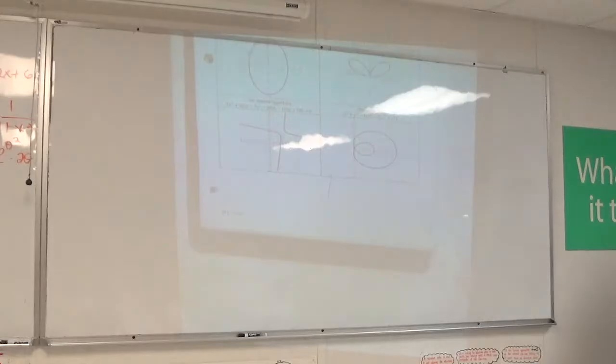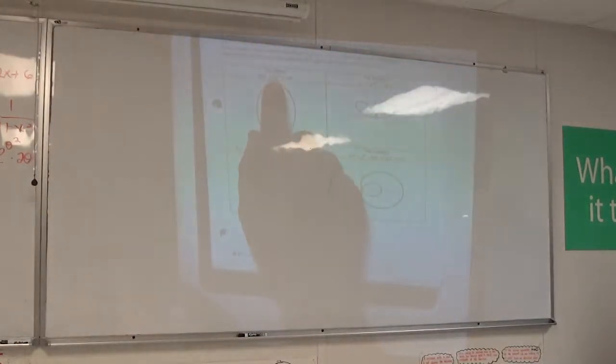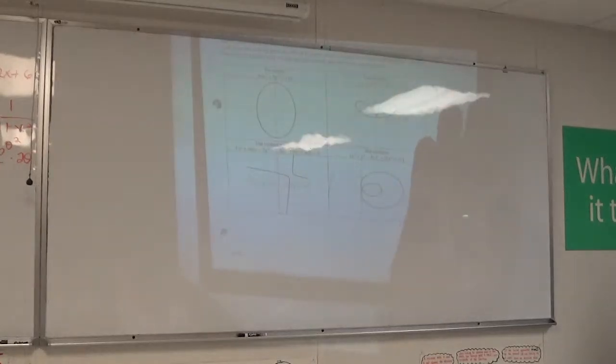Now let's check this out. The ellipse, 16x squared plus 9y squared equals 144. X's and y's mixed together on the same side. We know what the graph looks like.